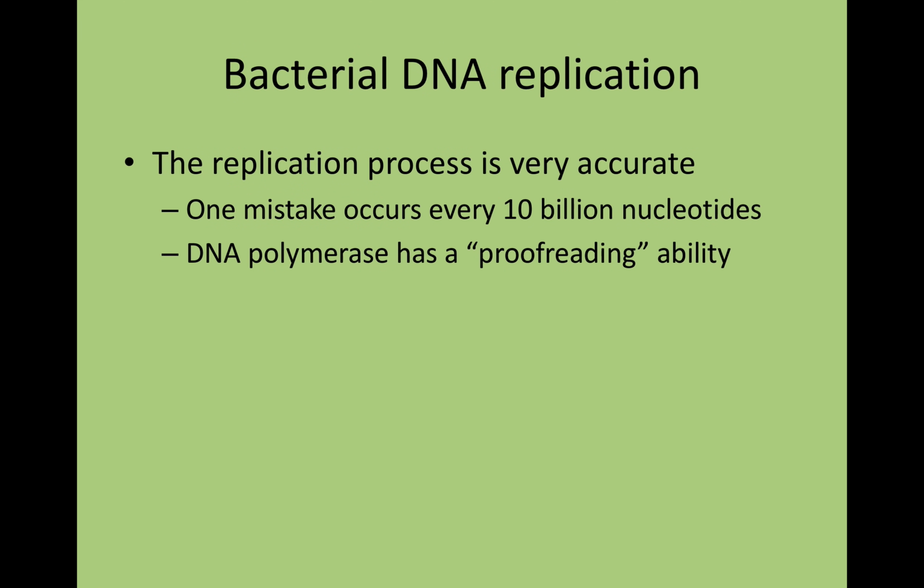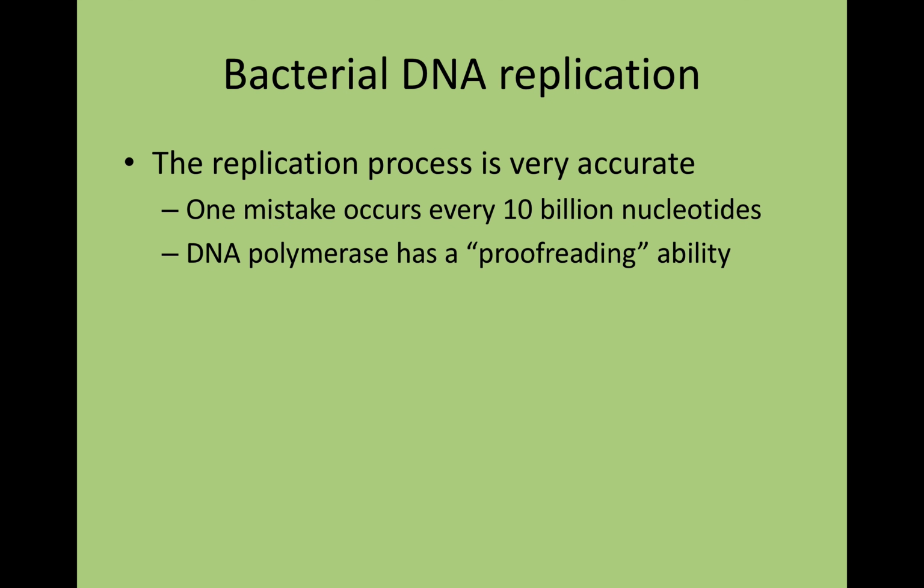The process of DNA replication is very accurate. One mistake might occur every 10 billion nucleotides. And DNA polymerase has a proofreading ability, which allows it to correct some of the mistakes that it does make. So in one round of replication, a mutation, a mistake, is not likely to happen.